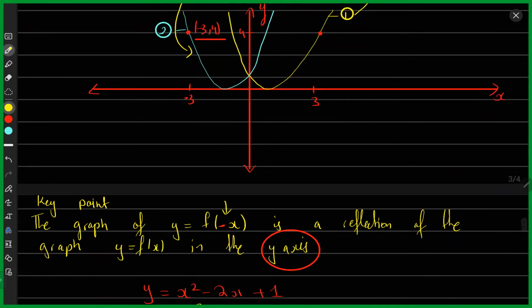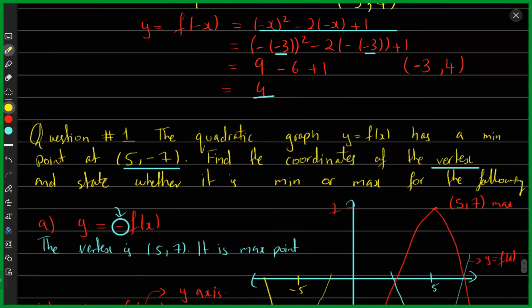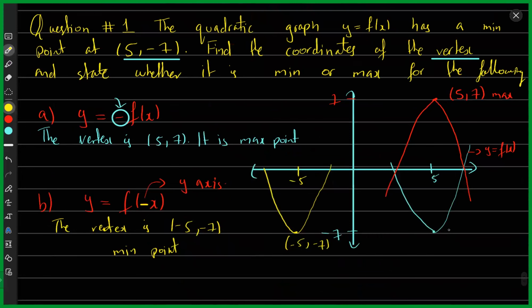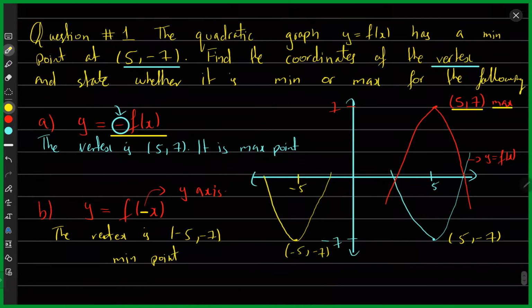The question that we just discussed was this: we had a minimum curve, the blue one, and the point was (5, -7). How would things change if I had minus f of x? From minus f of x, my line of reflection would be the x-axis. I made the red graph, and I can see it is a maximum point, and the coordinates of the maximum point are (5, 7). For the second scenario, I had a negative sign with x only. I know that when I have a negative sign with x only, it would be a reflection about the y-axis. So I made this yellow graph using the blue one, and again it would be a minimum point, and the coordinates would be (-5, -7).